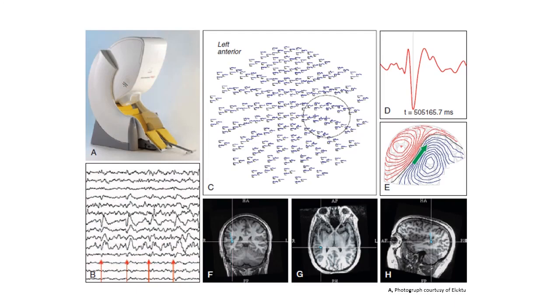In panel E, the corresponding magnetic field patterns are seen as red exiting the head and blue entering the head. Therefore, putting your fingers in the direction of coming out of the head and then going into it where the blue is, you'll see that your thumb will extend in the direction of that green arrow showing the direction of the underlying current flow. Panels F, G, and H display the final MSI result of the source location of the spike overlaid on the patient's MRI.